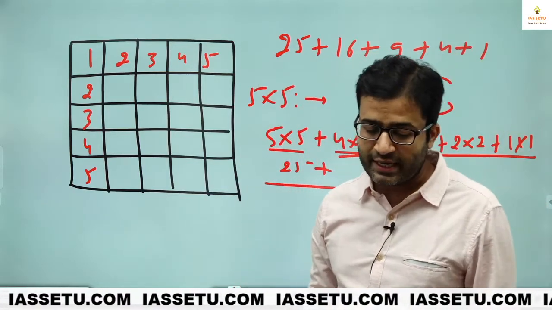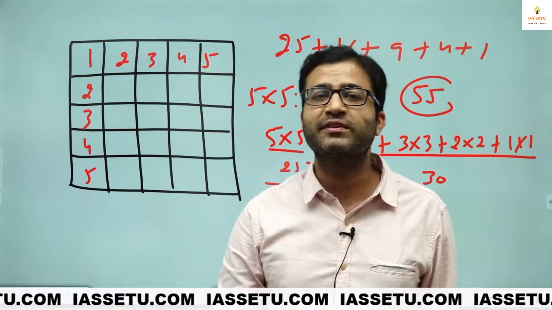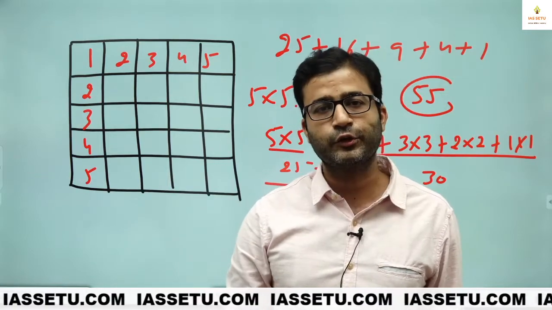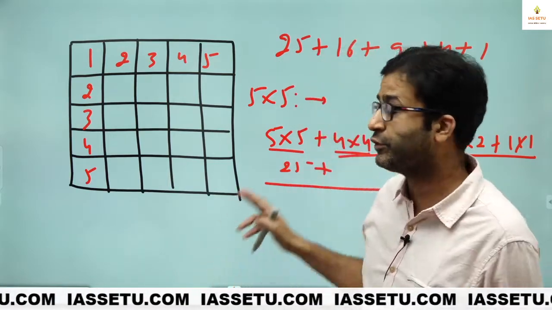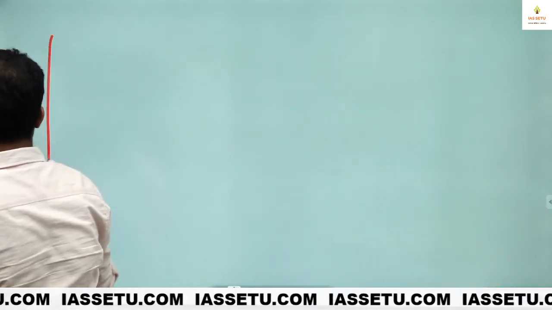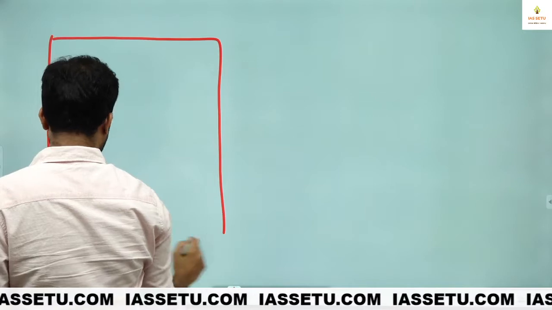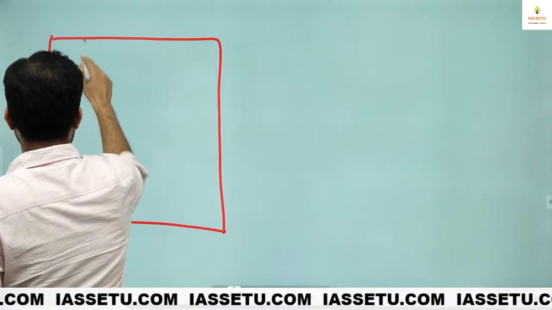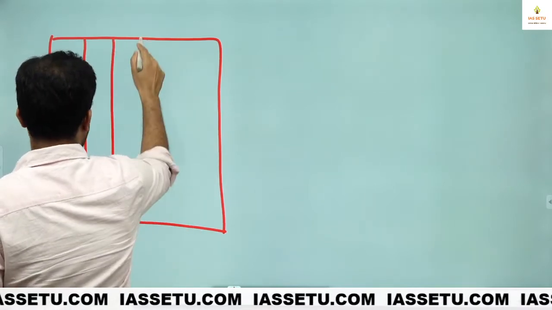Now some students ask me, sir, if number of columns is not equal to number of rows, I will tell you that will be type 2 question. But before that, I take one more question here. I take one more question which is a 6 by 6 figure. Take your time. Now it's your turn. You have to count the number of squares in the given figure.